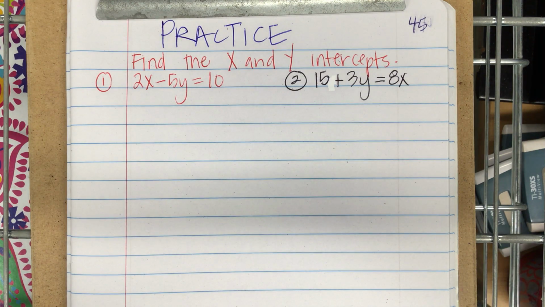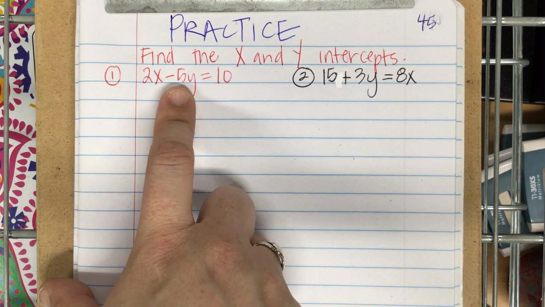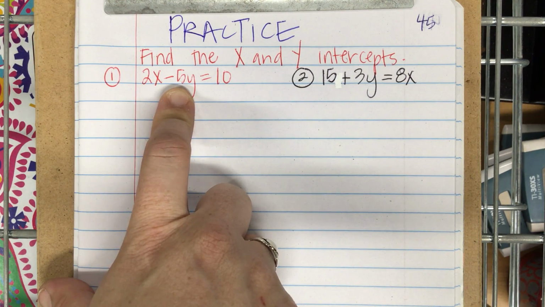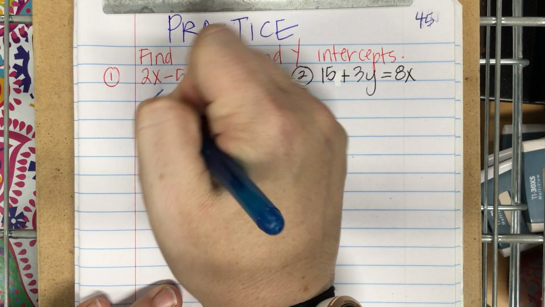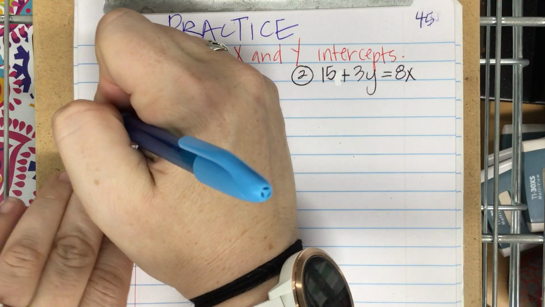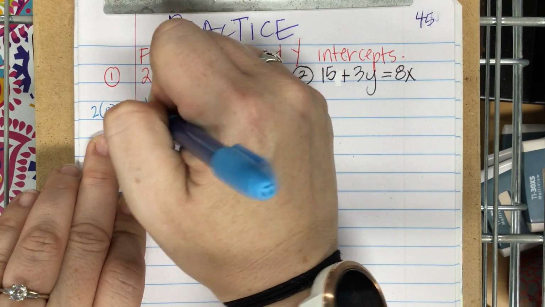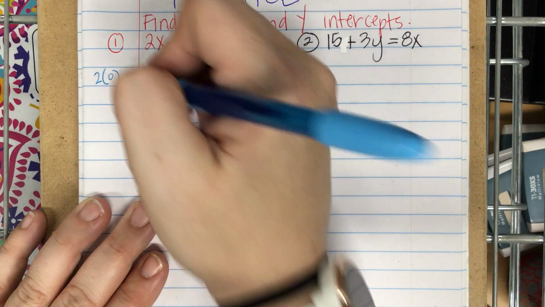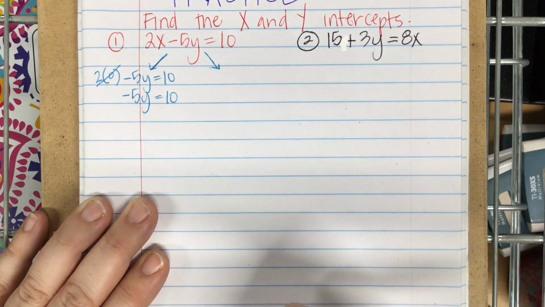So for problem number 1, find the x and the y-intercepts. I'm going to substitute 0 twice, correct? I'm going to substitute 0 for x the first time, and 0 for y the second time. So 2 times 0 minus 5y equals 10. 2 times 0 cancels out, leaving me with negative 5y equals 10.